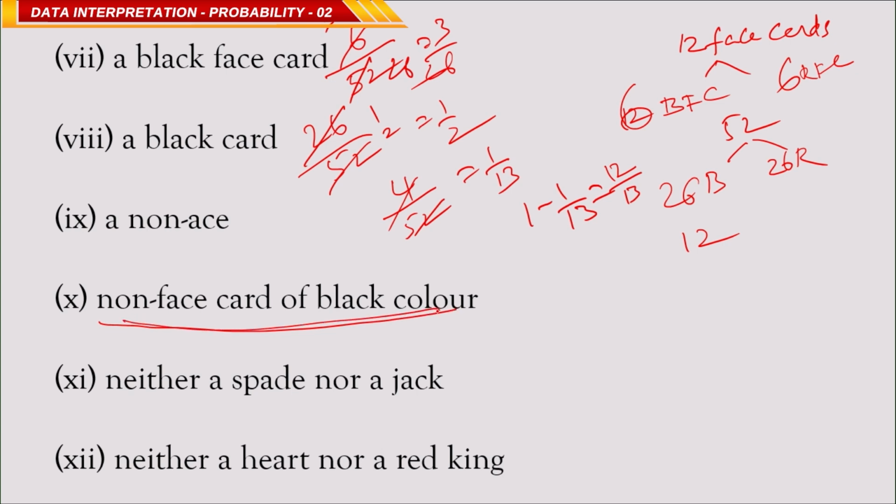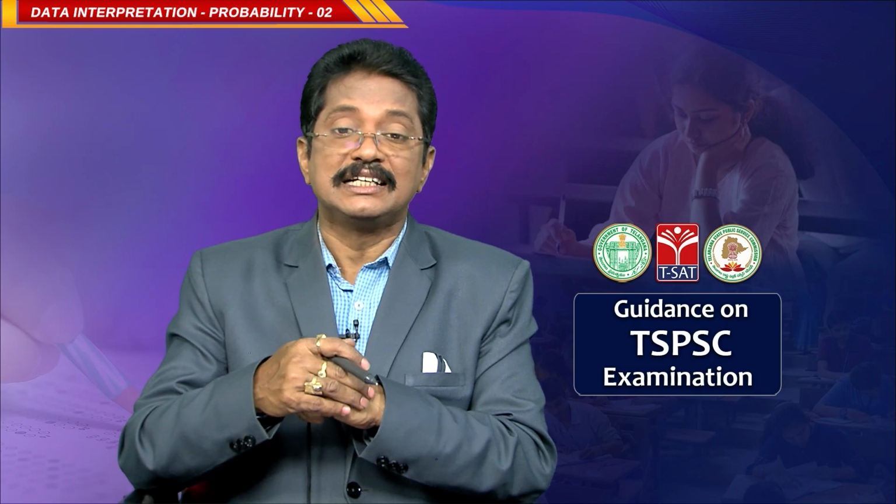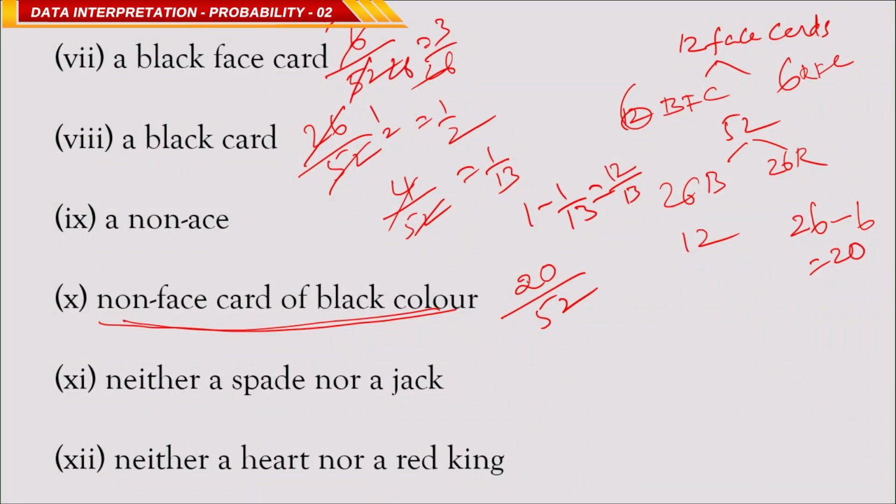Correct? So, this black color, how many? Totally there are 26 black color cards. Among 26 black color cards, 6 are face cards. So, you have 20 non-face cards of black color. So, favorable outcomes is 20, total outcomes is 52. The probability of non-face cards of black color is 20 by 52, 4 5s are 20, 4 13s are 52. Answer is 5 by 13.